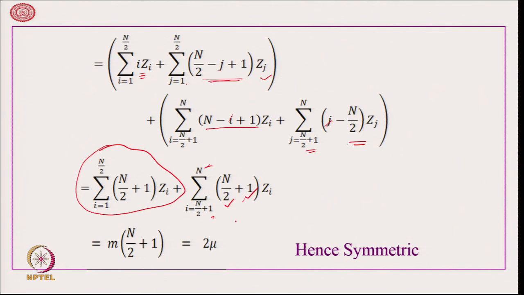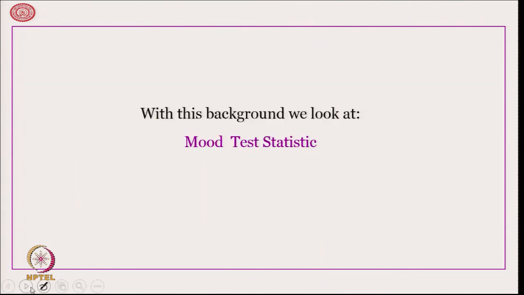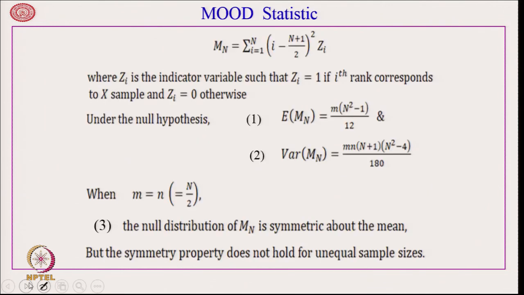So, together what we are getting? Together we are getting sigma i from 1 to n of n by 2 plus 1 times z_i. Now, we can take it out of the summation, and sigma z_i from 1 to n is equal to m. Therefore, what we are getting is twice mu. Therefore, it is symmetric.